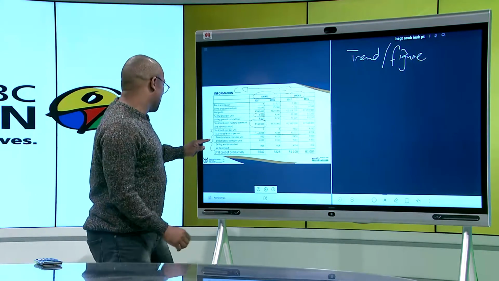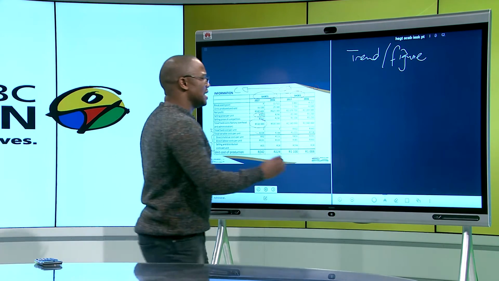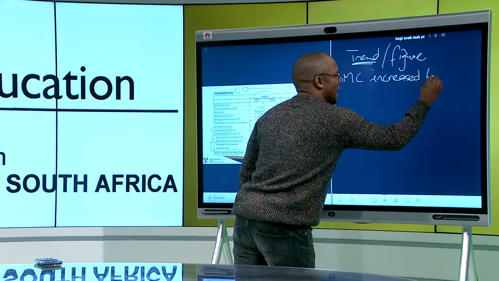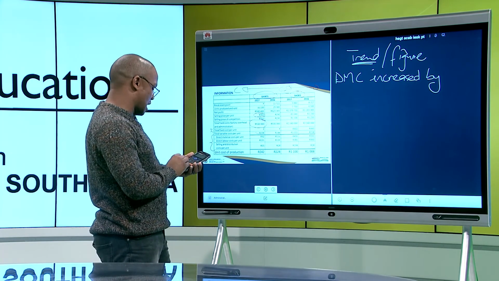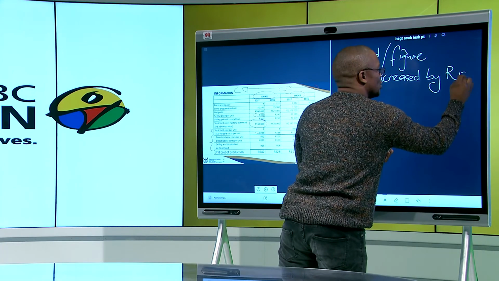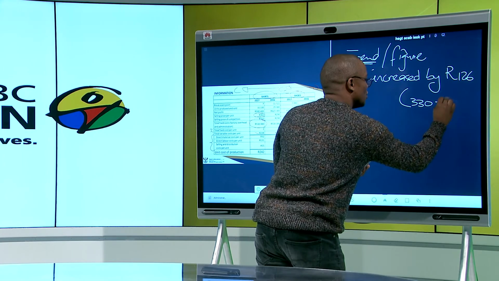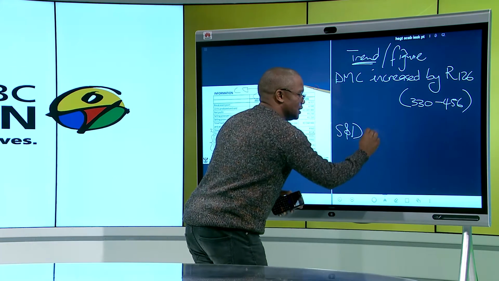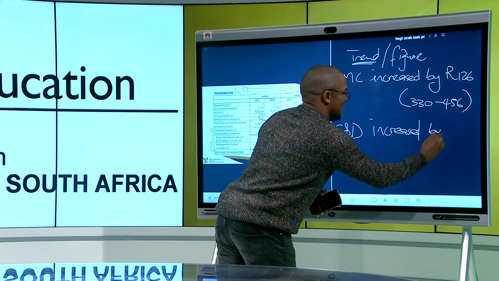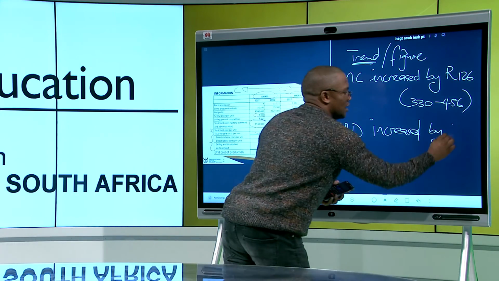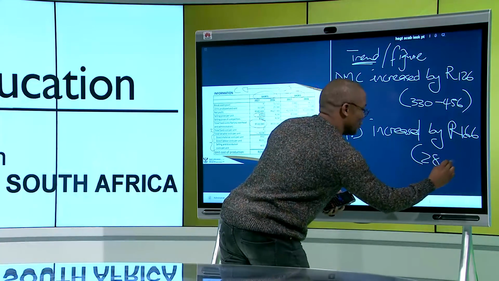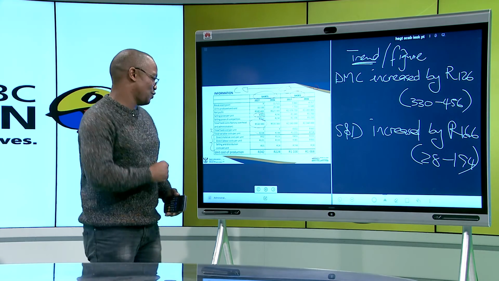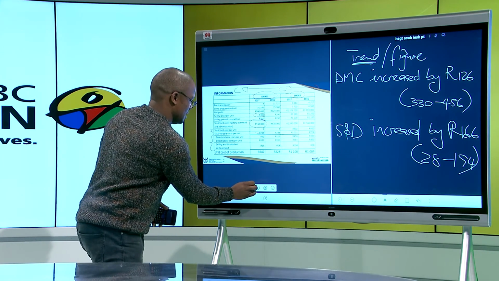Here is our information. The direct material was 330, it is now 456. It means you'll say direct material cost, the trend. What happened? It has increased by how much? It was 330, it is now 456. It has increased by 126, from 330 to 456. Secondly, selling and distribution. Same thing, from 28 to 194. The trend, it has increased. By how much? 194 minus 28 is 166, from 28 to 194. There you are. You've answered them. Don't forget the trend as well as the figure. It's very important.